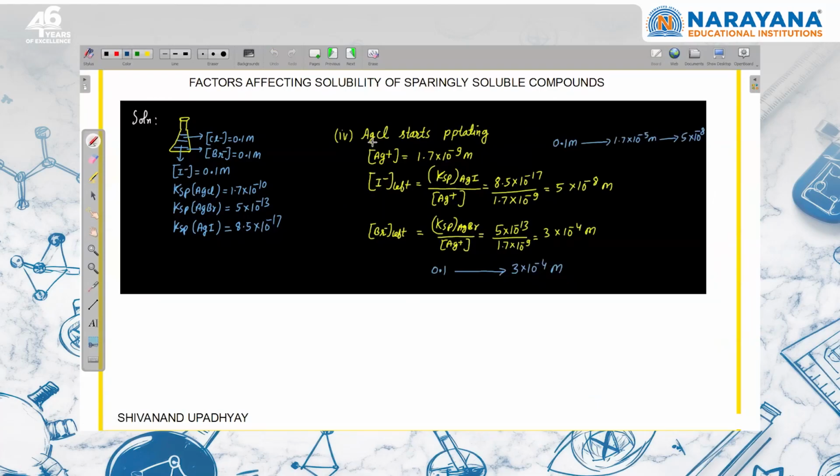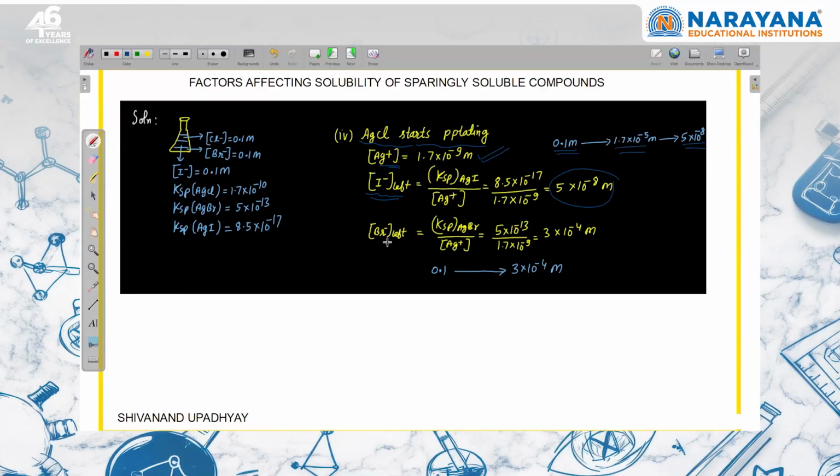Fourth point: when the third ion starts precipitating, when AgCl, the Cl minus ion, starts precipitating, the concentration of Ag plus ion in the system is this. Now we can find the amount of I minus left, because I minus into Ag plus is equal to Ksp of AgI. If I put it in again, it will decrease to 5 into 10 to the power minus 8. Initially it was 0.1, then it decreased to 1.7 into 10 to the power minus 5, and now it is 5 into 10 to the power minus 8.